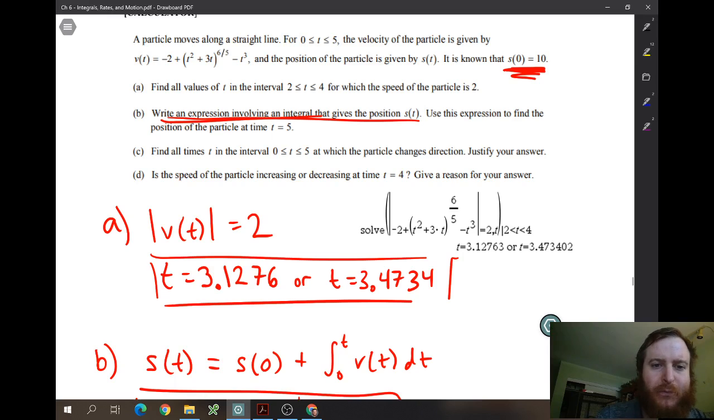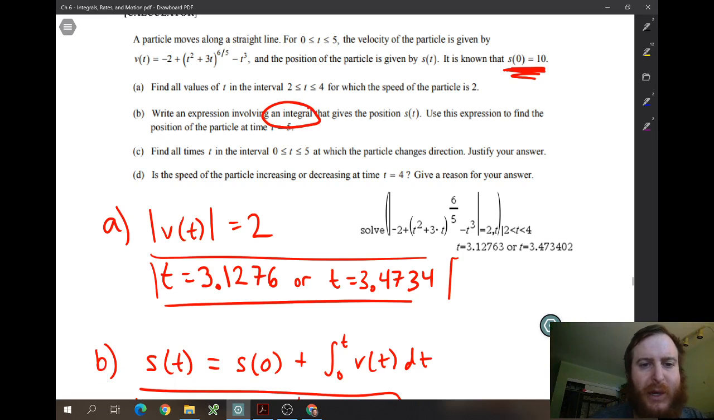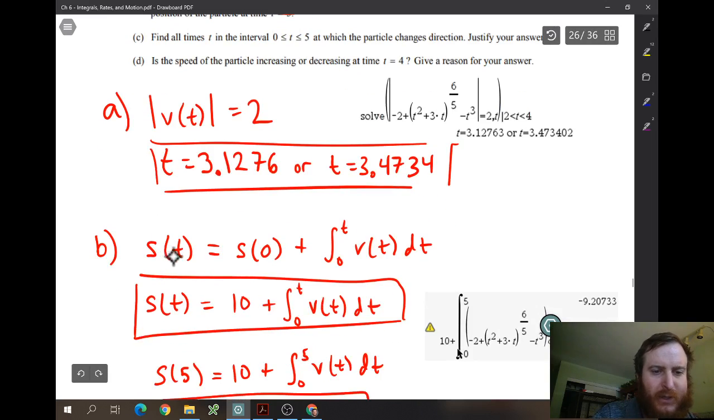And it says write an expression involving an integral. That's the key part. Involving an integral. So there should be an integral in your answer. And so this is s of t equals s of 0 plus the integral from 0 to t. S of 0 is 10. So this is the expression involving the integral, right? It's 10 plus the integral from 0 to t of v of t, right? That's FTC. So they're basically asking you to do FTC.